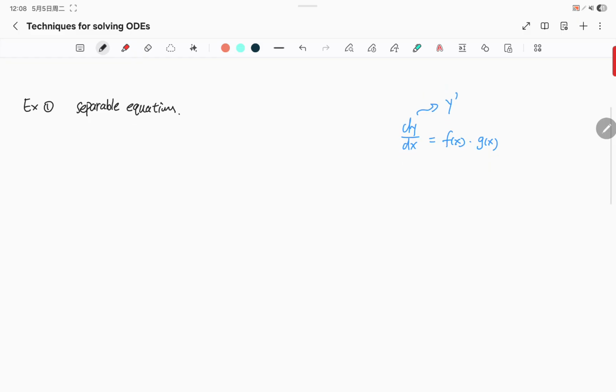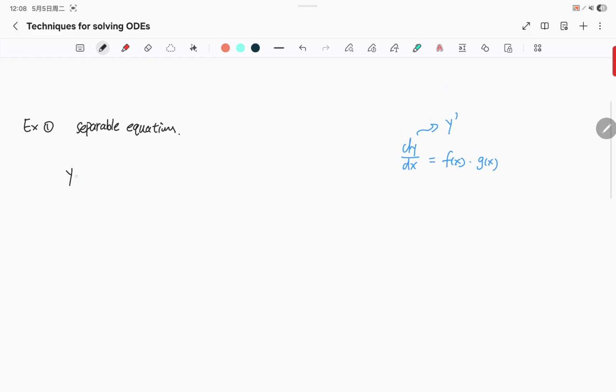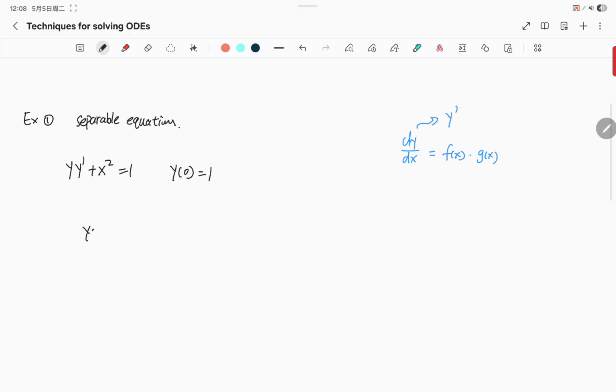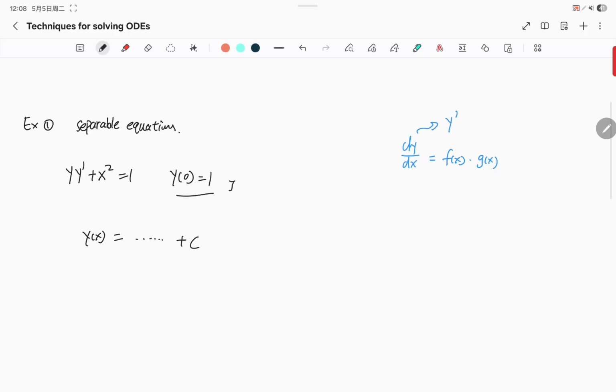Let's look at this example. We have y prime plus x squared is equal to 1. And also given y of 0 equals 1. So in the end, the answer should look like y of x is equal to blah blah blah plus a c that comes out of the integral, and then we're going to use this IVP. We call this IVP, initial value problem, to solve the constant.